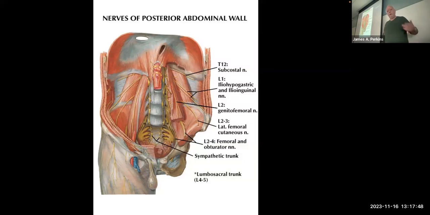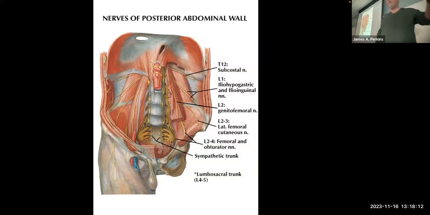And then the lower branch of L1 is the ilioinguinal nerve, which you may have already seen in the body before. That's the one that's running through the inguinal canal, right alongside either the round ligament or the spermatic cord.